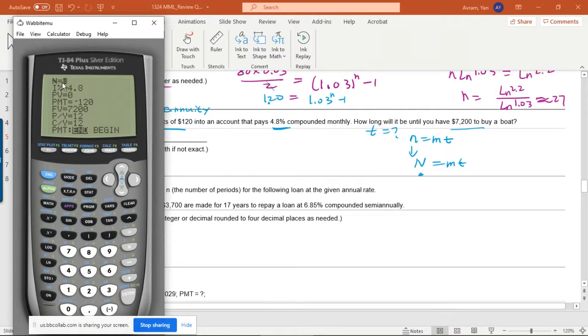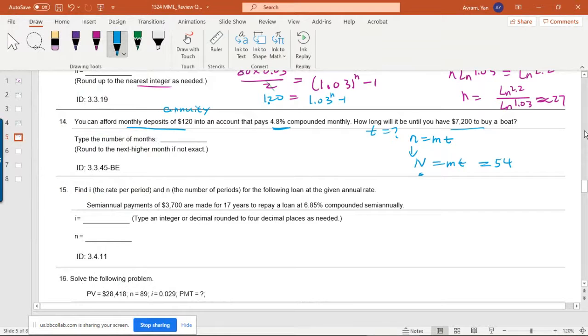We need to solve for n here. N is the unknown, right? So using alpha, enter is solve. The green one, alpha, enter. Look at it, I have an n here. It's 53.88. If I use the integer, my n here will be 54. Okay, so my n here is 54.